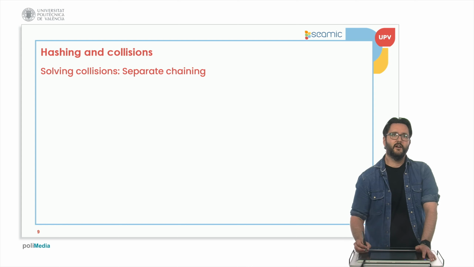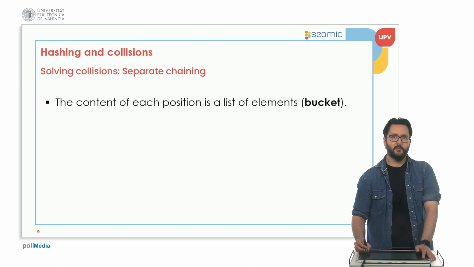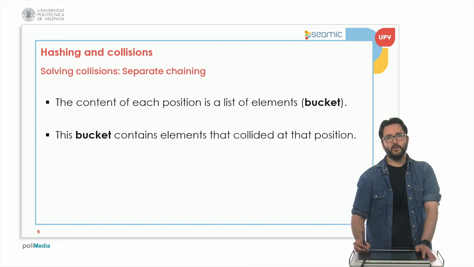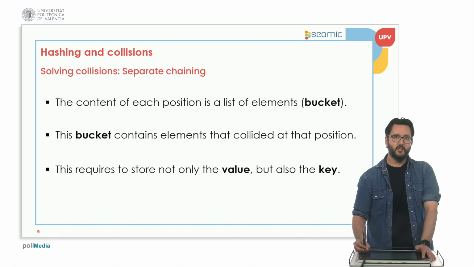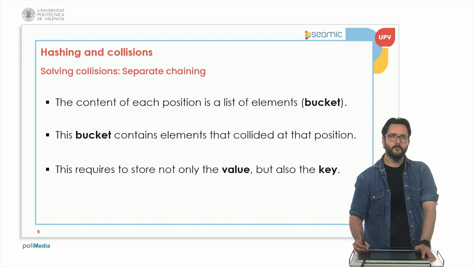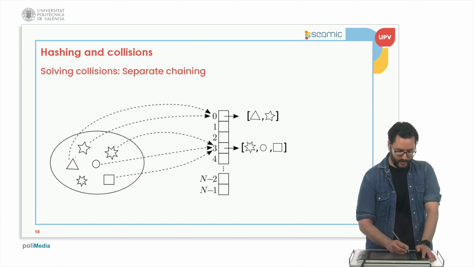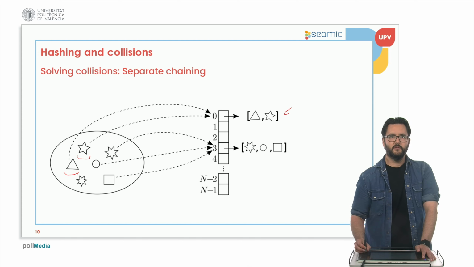On the other hand, we have separate chaining. In this case, the content of each position is a list of elements, what we call a bucket. The bucket contains elements that collided at that position, and this requires storing not only the value but also the key to distinguish between the elements of the bucket. This is represented graphically here. We have, for example, the triangle and the star that have collided in position 0, and they end up in the bucket.